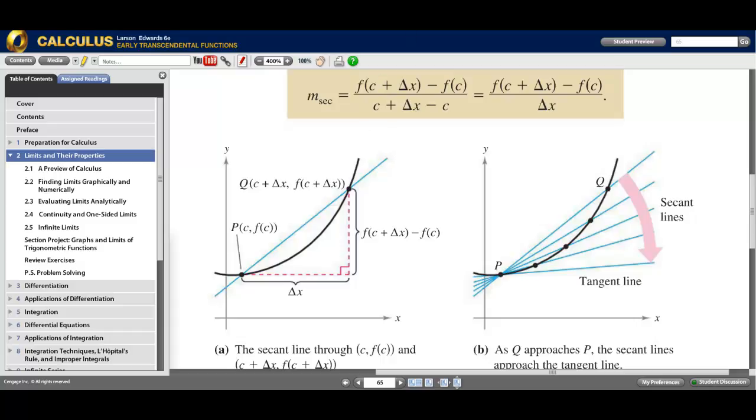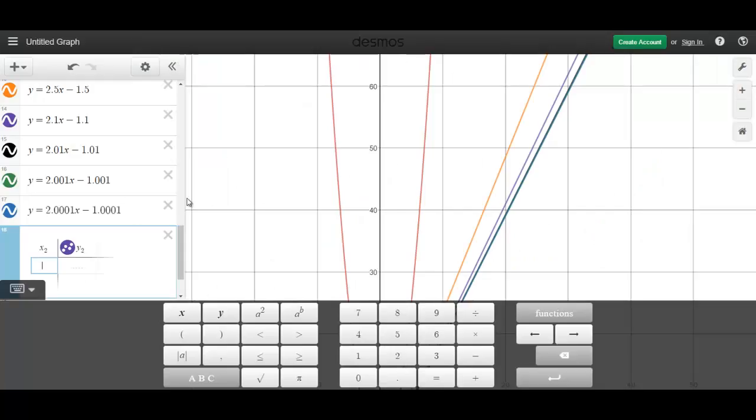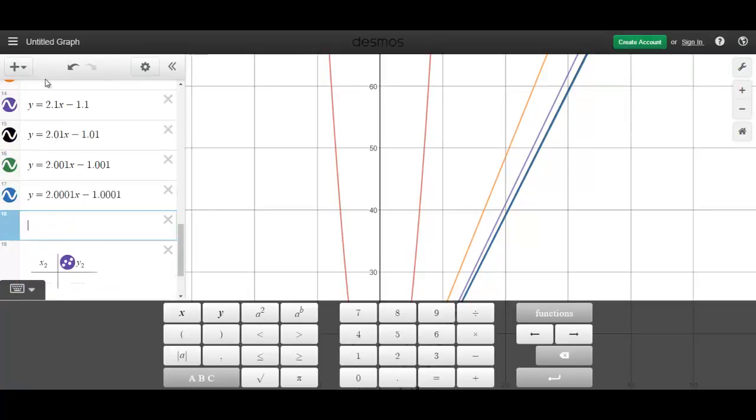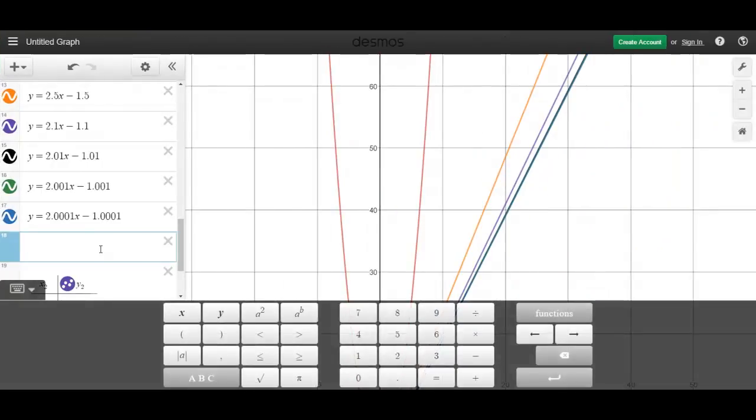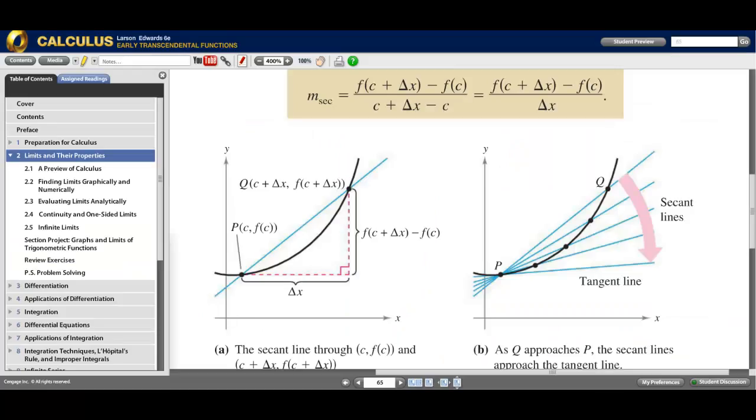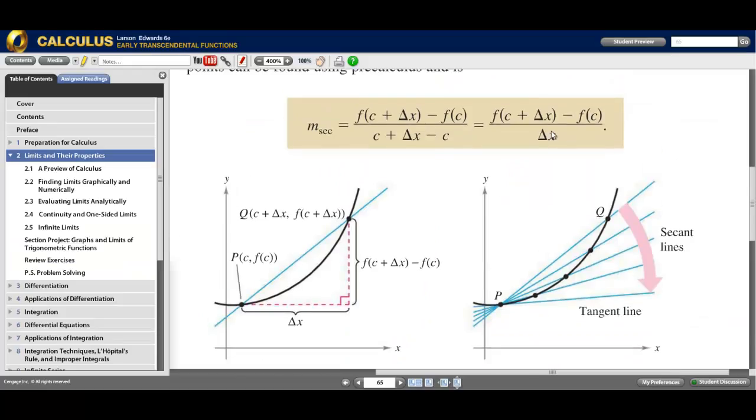Now we can actually write essentially an expression like this, and then use the table feature to calculate those different slopes. So let's see here. Let me think about this. If we go over here, let's actually add, yeah, we need to add an expression here. So we need to add a function, and that function is essentially going to be this right here. Now we can't type delta x into that calculator, so we need to use d for delta x.